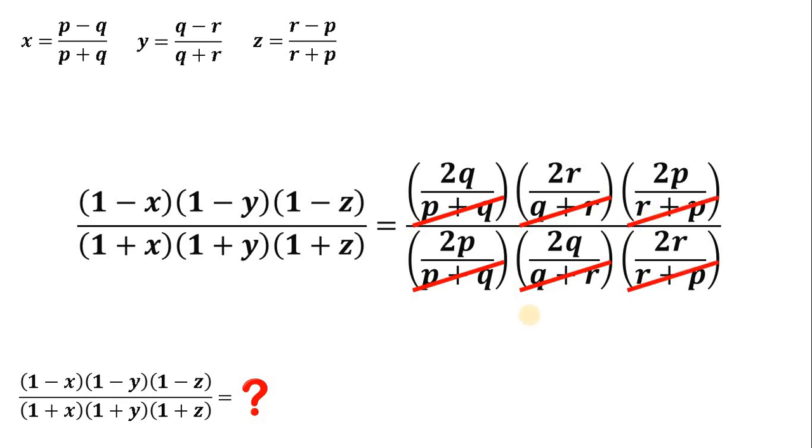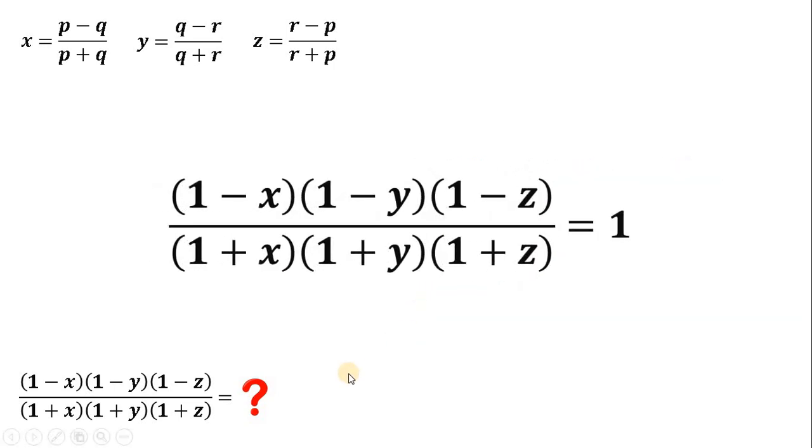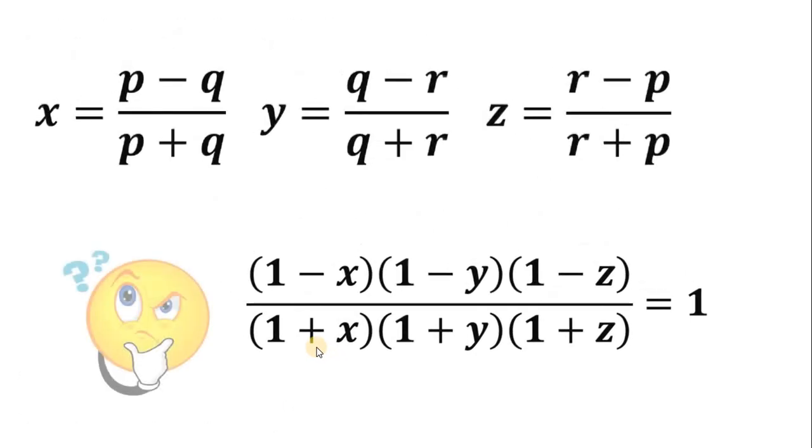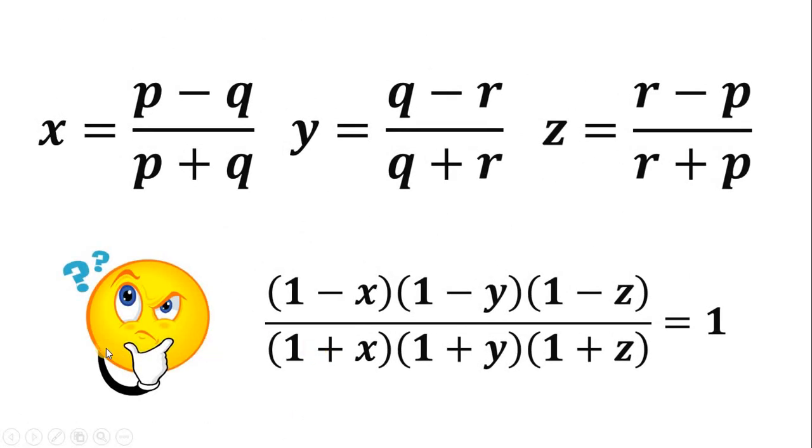And also take note that if we multiply the right-hand side by 1 over 2q all over 1 over 2q, this 2q right here also cancels out. With the same reasoning, this 2r also cancels out, and this 2p also cancels out. So, this will give us the value of (1 minus x) times (1 minus y) times (1 minus z) all over (1 plus x) times (1 plus y) times (1 plus z) must be equal to just 1. Therefore, our answer to this question must be equal to 1.